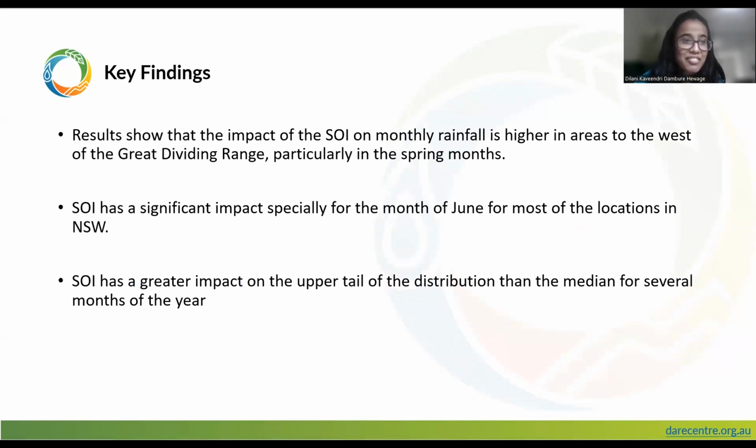When talking about the key findings, the research shows the impact of SOI on monthly rainfall is higher in areas to the west of the Great Dividing Range, particularly in the spring months for the median rainfall. SOI has a significant impact on the month of June, as you can see from those figures, for most of the locations in NSW for the higher quantiles. And SOI has a greater impact on the upper tail of the distribution than the median for several months of the year.